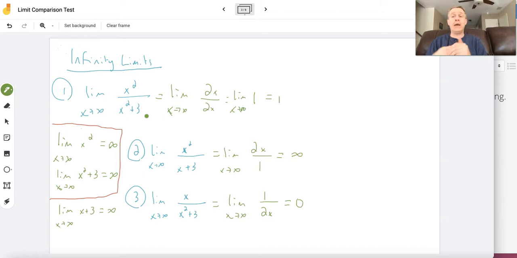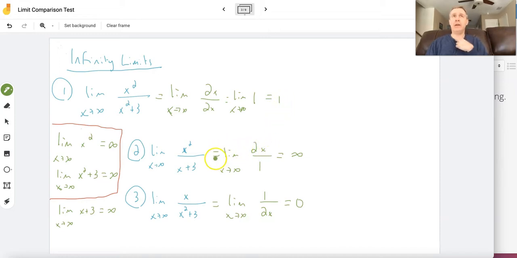And I claim that when the most dominant expressions in the numerator and denominator are the same, then they're both going to get to infinity at the same time. And we would see that with the limit answer being a non-zero constant. In particular, it actually would be the ratio of the coefficients of the most dominant expressions that we see in the numerator and denominator, which in example 1, those most dominant expressions were x squared. They're exactly the same. And the ratio of the coefficients there is 1 over 1, or 1. That was the answer to our limit there.